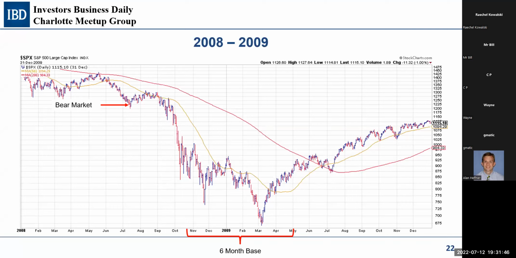I also like to look at closes above the 30-week moving average, and that's featured in Weinstein's book. So 2 closes above or below the 30-week moving average signifies a long-term trend change, the way that we evaluate the information.